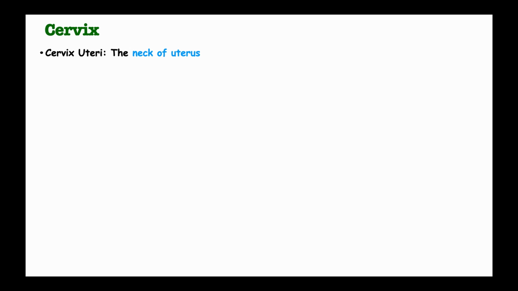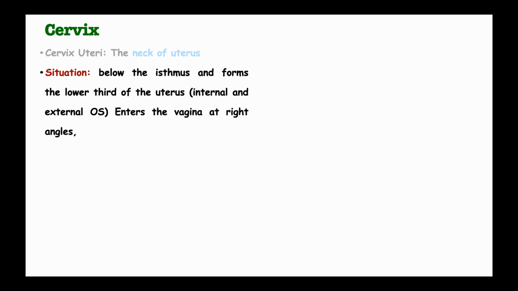By way of description, we say the cervix is situated below the isthmus and forms the lower third of the uterus, with the internal and the external os of the cervix. The cervix also enters the vagina at right angles and forms four fornixes: the anterior and posterior fornixes as well as the two lateral fornixes.